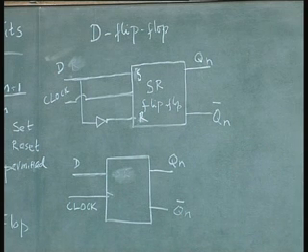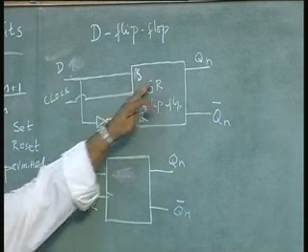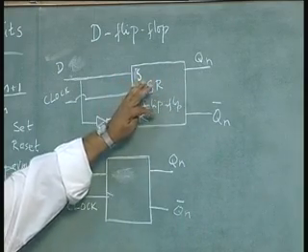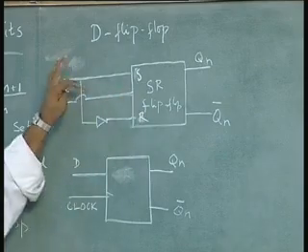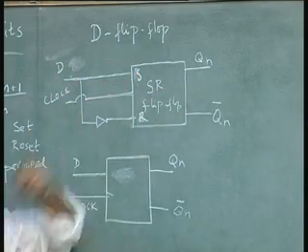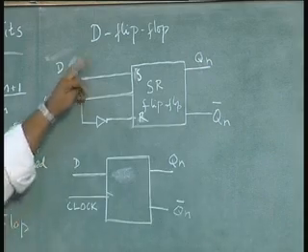If you want to store a 1, put a 1 here, clock it, 1 gets stored. Remove the clock, 1 continues to remain there. Similarly, if you want to store a 0, put a 0 and clock it, 0 gets stored. Remove the clock, 0 continues to reside inside. So, this is the D flip flop.